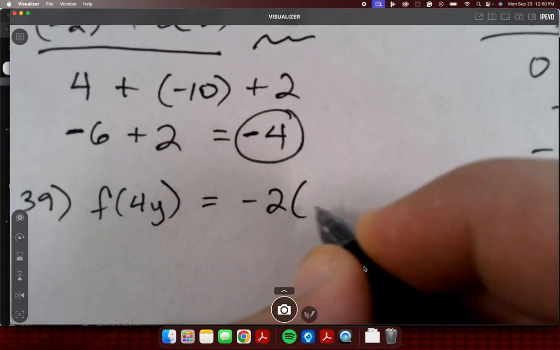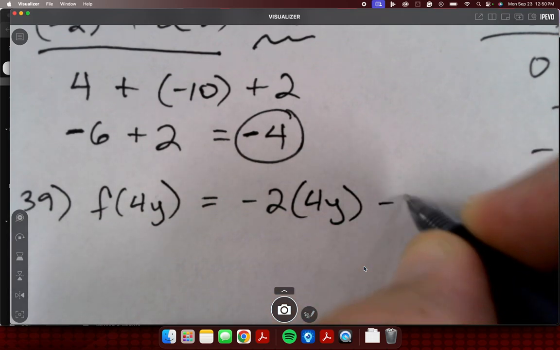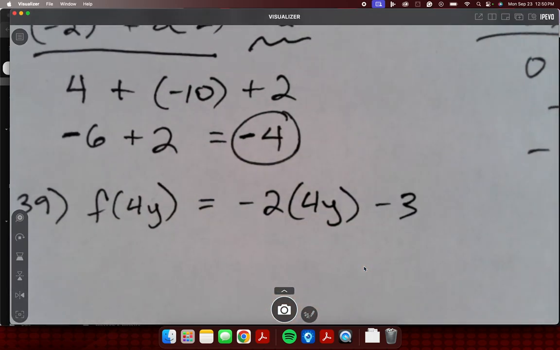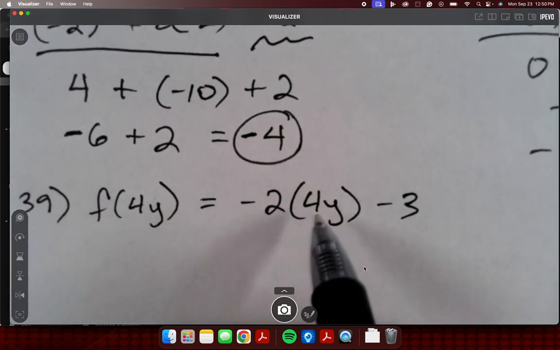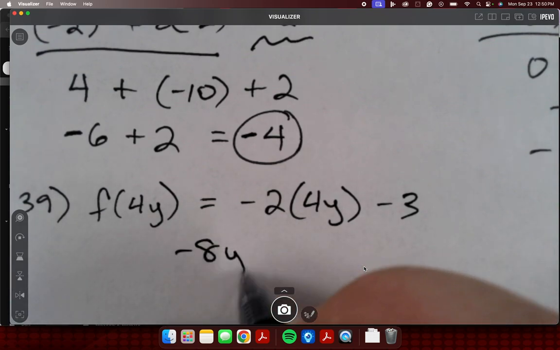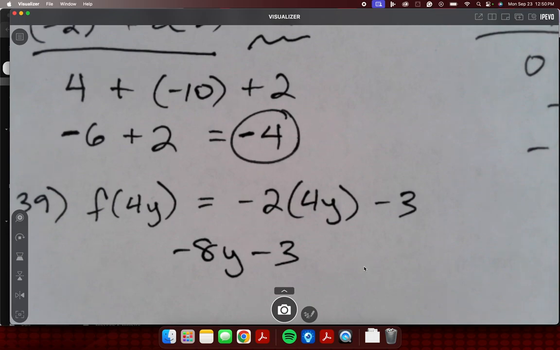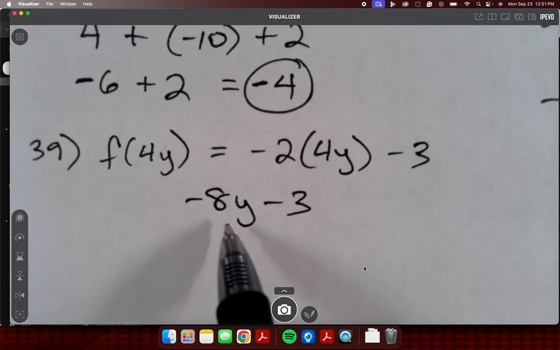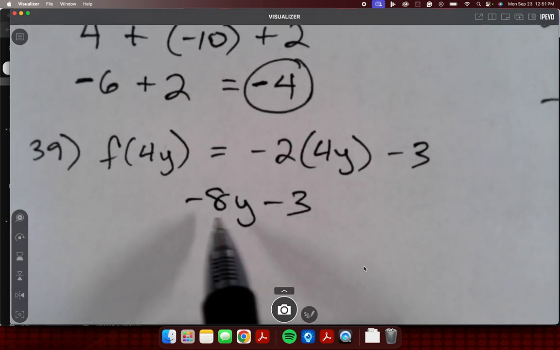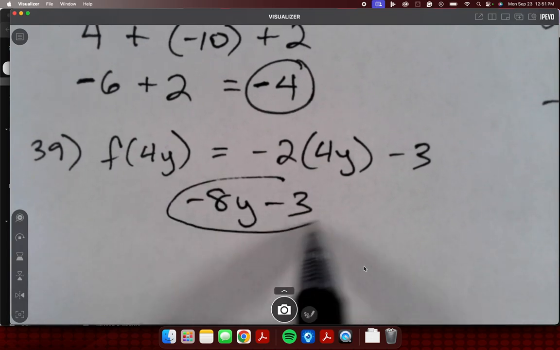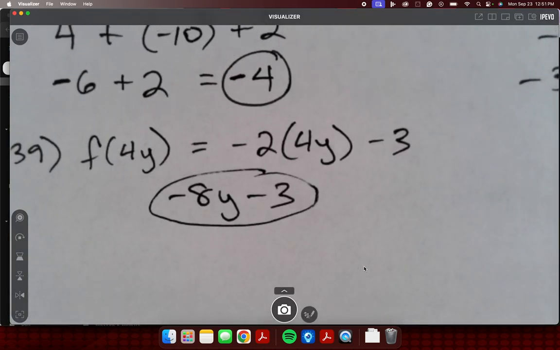So we get negative 2 times 4y minus 3. So I have negative 2 times 4, that's negative 8. And that's as far as we can go because these two are not like terms. This one has a y, this one does not. So we cannot combine those two terms. Our answer is right there.